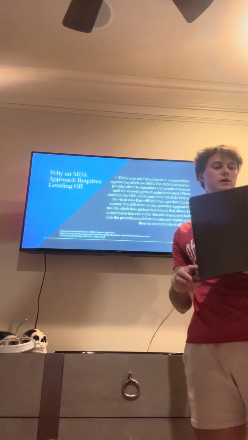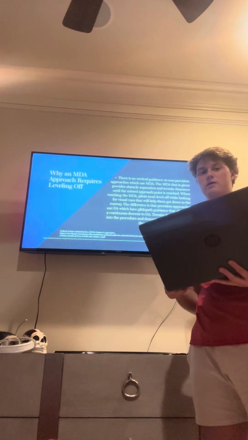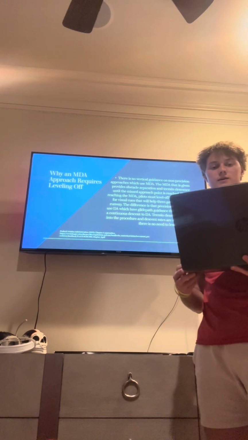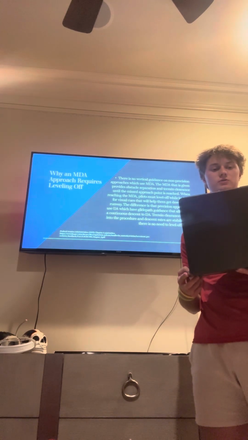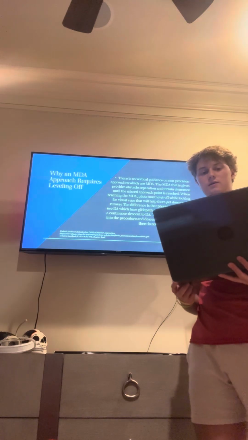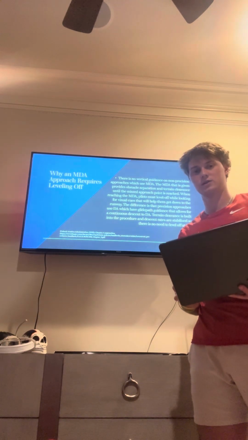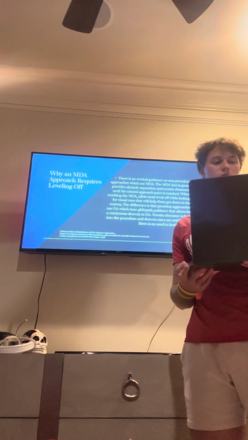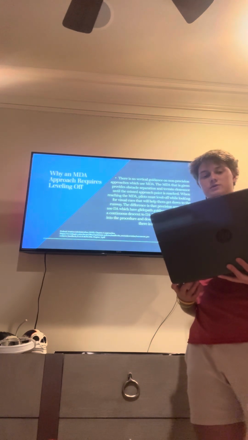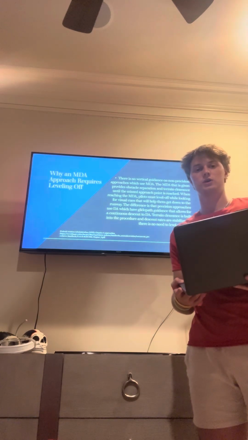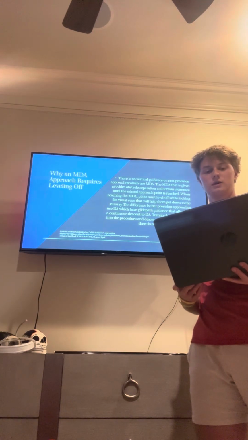So why does an MDA approach require leveling off? There's no vertical guidance, because it's a non-precision approach, which uses MDA. The MDA that is given provides obstacle separation and terrain clearance until the missed approach point is reached. When reaching the MDA, pilots must level off while looking for those visual cues that will help them get down to the runway.